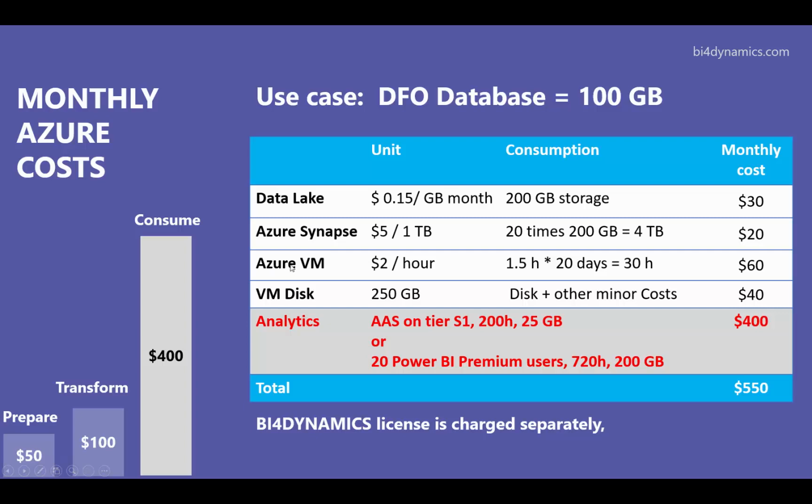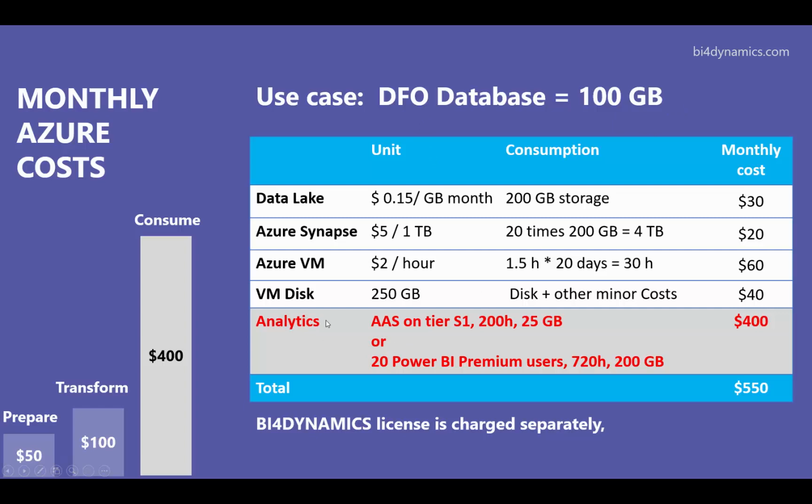Now, an Azure VM with 8 cores and 64 GB of memory would cost you around $2 per hour, and if you run it like 1.5 hours a day, that is 30 hours a month, which is in the range of $60. If you would need a bigger VM, then it will be in the range of $90 or $110. Definitely, transformation is also not a considerable cost for a database of this size.